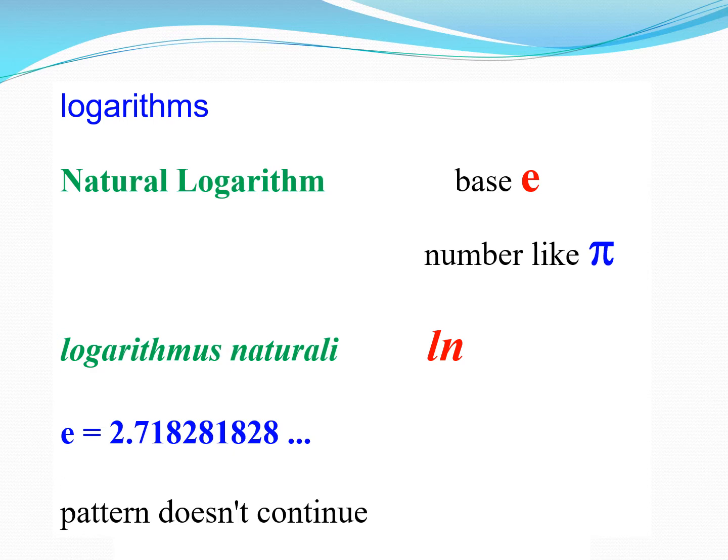So this video is about the number e, which is 2.718281828. That regular pattern doesn't continue. And the natural logarithm: the base e is the base for this natural logarithm, and the abbreviation is ln, which comes from the Latin name as you see there. So L for L and N for the natural, and it's a number like pi.